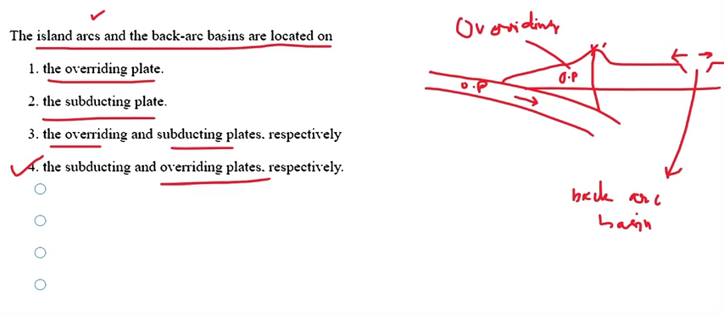Okay, island arc and back arc are located on the subduction zone. This part is our subduction zone. This plate is overriding over this plate, and we are getting a small convection current due to that, and this opening took place. So the right option is the fourth one.